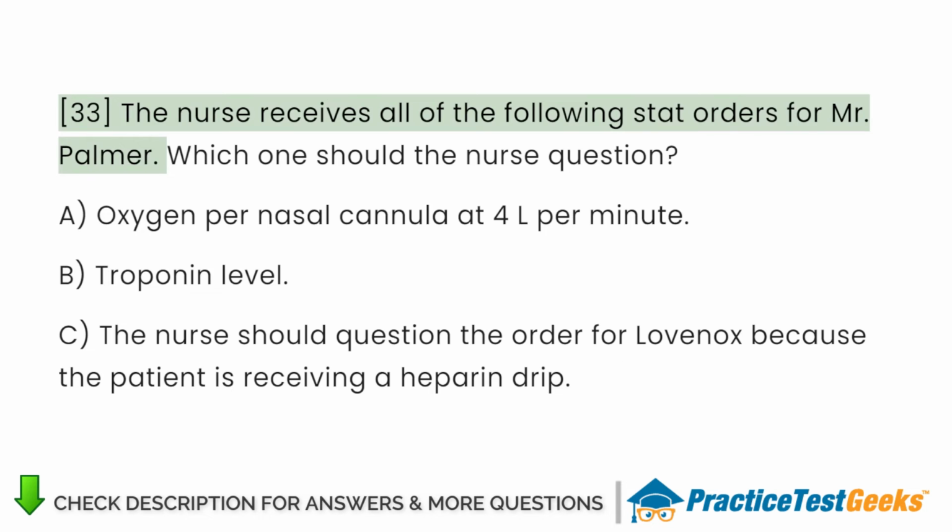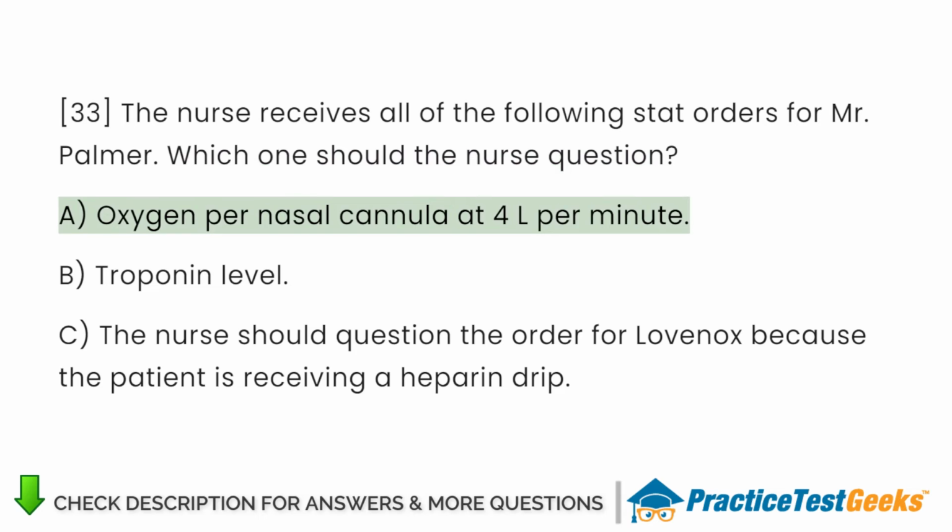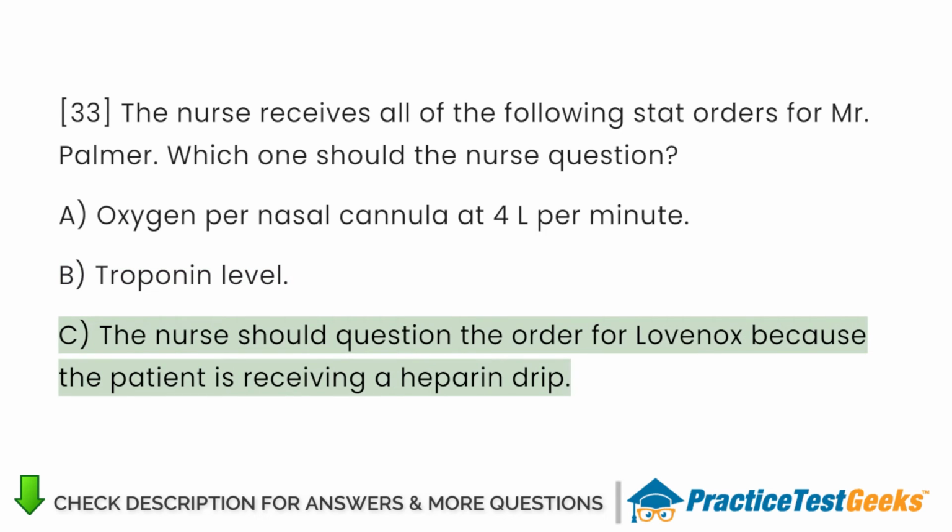The nurse receives all of the following stat orders from Mr. Palmer. Which one should the nurse question? A. Oxygen per nasal cannula at 4 L per minute. B. Troponin level. C. The nurse should question the order for Lovenox because the patient is receiving a heparin drip.